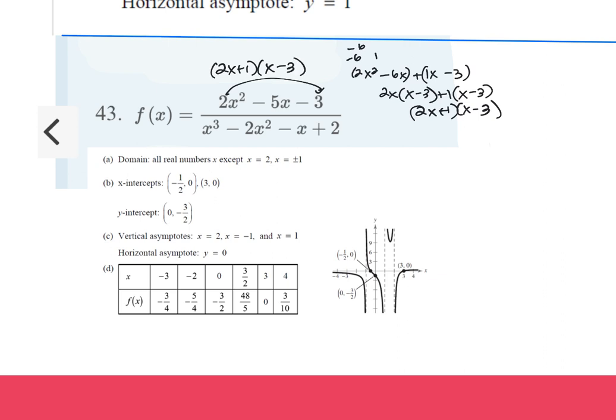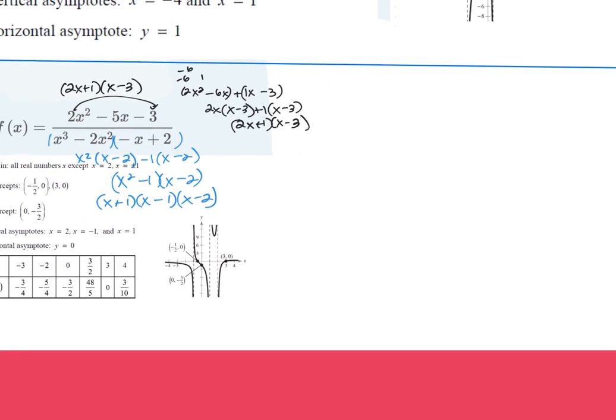For the denominator, it's also factor by grouping. I take out an x squared and I get x minus 2. I take out a -1, I get x minus 2. And so I get x squared minus 1 and x minus 2. And x squared minus 1 breaks down further to x minus 1, x plus 1. So let me just rewrite it over here so we see it a little bit better. 2x plus 1, x minus 3, all over x plus 1, x minus 1, and x minus 2.